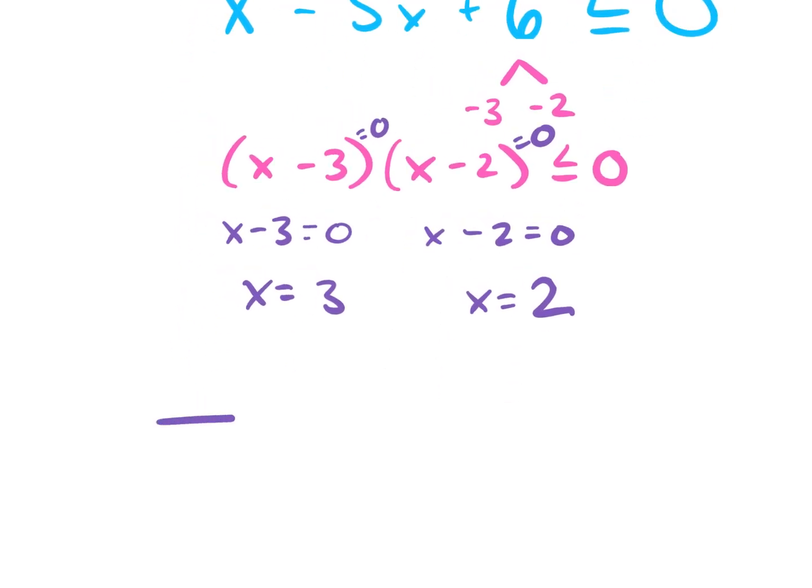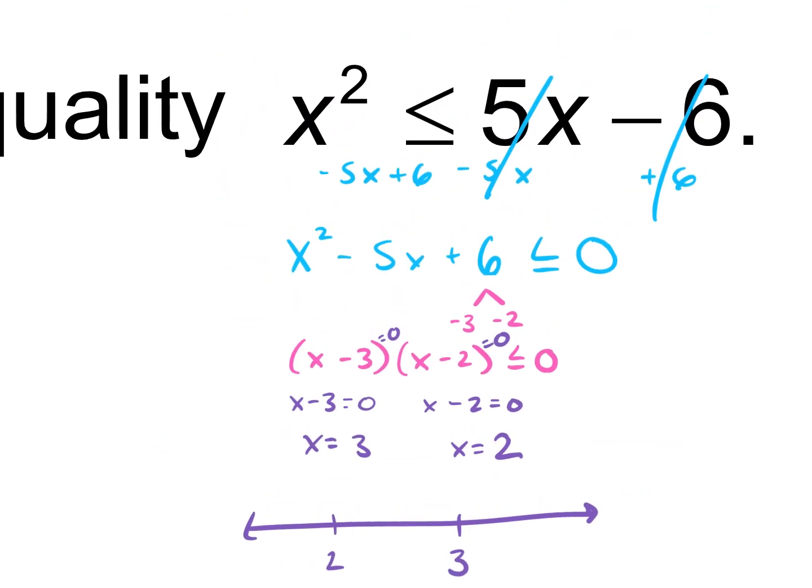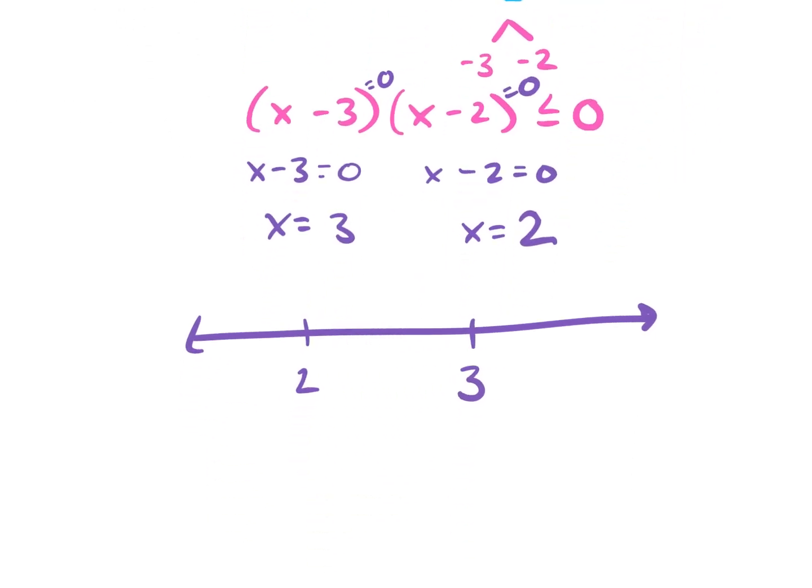So I'm going to put those 2 points on my number line. Always start with the smallest one, so I have 2 and 3. At 2 and 3, am I going to have an open circle or closed circle? What's my inequality in the question? Less than or equal to. Does that mean an open circle or closed circle? Closed circle. I'm going to fill in our circle.